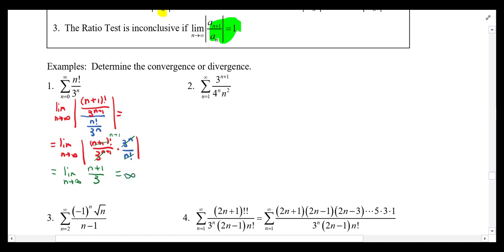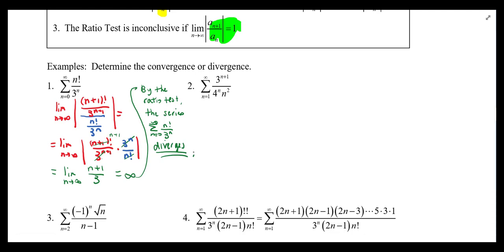And if you think about what happens here, when I plug in infinity, this becomes infinity. So therefore, what do we know? By the ratio test, this series, the sum of n equals 0 to infinity of n factorial over 3 to the n, diverges. There you go. Okay, so why don't you take a look at number 2 and try that yourself. It's the same process, so go for it.